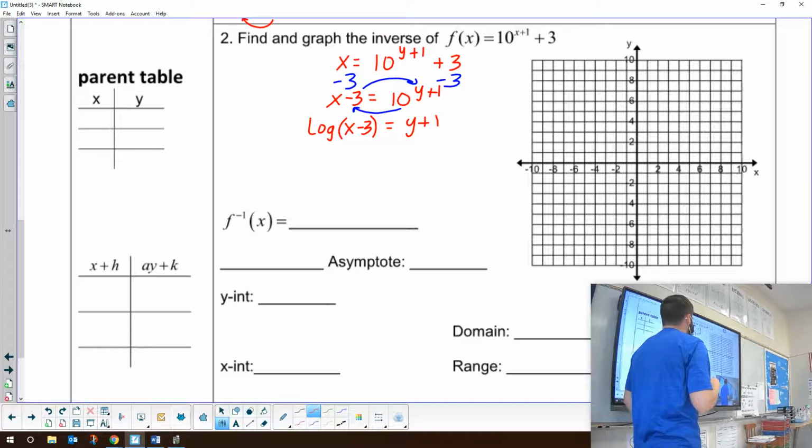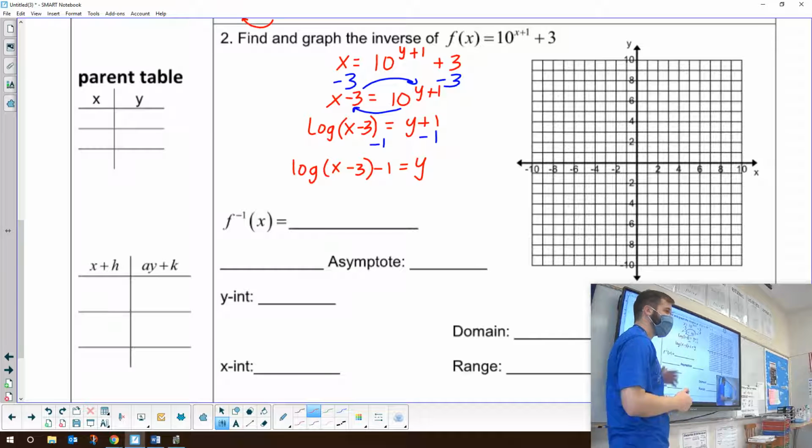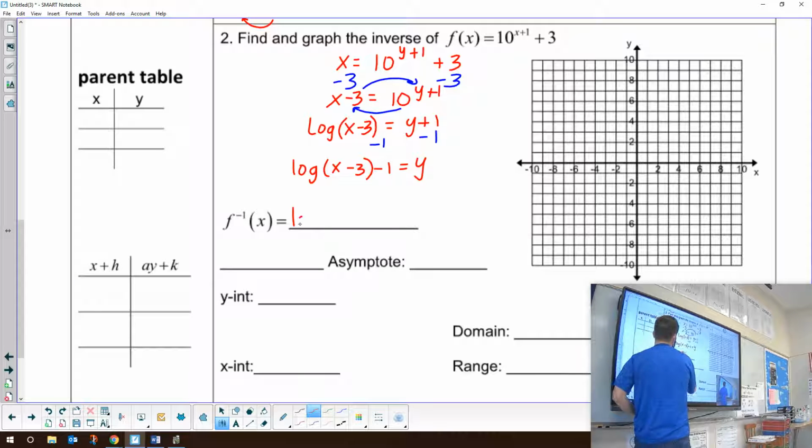And then we're just going to minus 1 from both sides. And you can see how we ended up with our minus 1 on the outside and then a minus 3 on the inside. Okay, and so that's our new equation that we're going to need to graph. So, new equation, we're going to have log of x minus 3 minus 1.